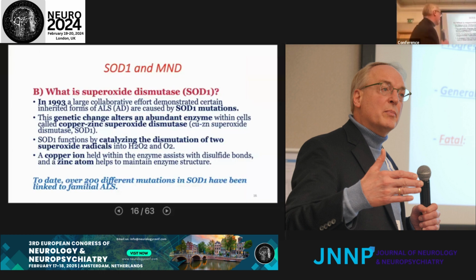It's a genetic change altering an abundant enzyme within the cells called the copper zinc superoxide dismutase. And it's abundant throughout the cells, of course. SOD1 functions by catalyzing the dismutation of 2 superoxide radicals into hydrogen peroxide and O2. It has a copper ion held within the enzyme assisting with the disulfide bonds, and a zinc atom maintaining enzyme structure. To date, over 200 different mutations in this enzyme have been identified.